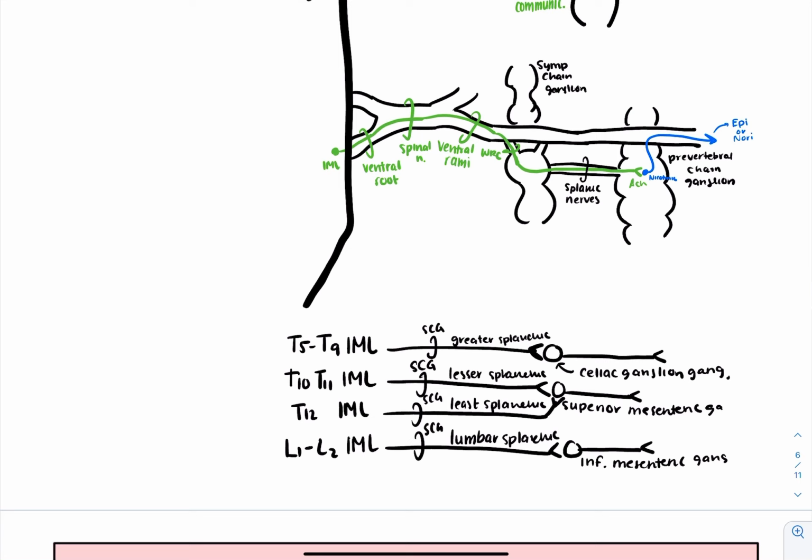Knowing splenic nerves is important, but you don't need to know greater, lesser, least, or lumbar and what associated levels they are. But if you want to know, they're here for you. But it takes a walk on that splenic nerve until it reaches something called the prevertebral chain ganglion. And there's a couple of different types of prevertebral chain ganglion. There's the celiac ganglion, the superior mesenteric, inferior mesenteric ganglion. But these ones are not as close to the vertebral column as our sympathetic chain ganglions are. So it's a little farther out.